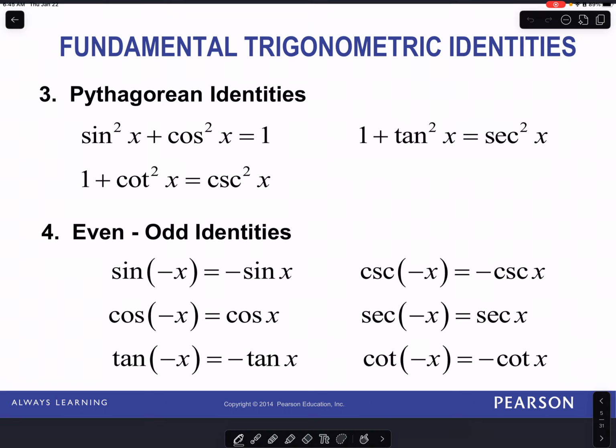Even and odd identities. The definition of a function being even is when we evaluate f of negative x, we get back f of x. And the definition of a function being odd is when we evaluate f of negative x, we get negative f of x. So this is saying that sine is odd. Sine of negative x equals negative sine of x. That's the definition of an odd function. Cosine is an even function. Cosine of negative x is going to be the same as cosine of x. Odd also means there's symmetry with respect to the origin. Even means there's symmetry with respect to the y-axis.